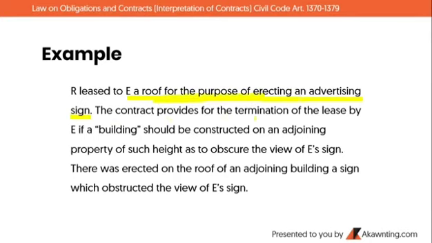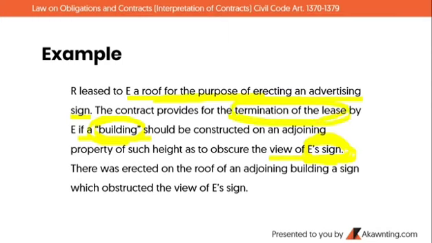Okay? So, the contract provides for the termination of the lease if a building, okay, so building, yun yung specific word na ginamit doon sa contract, should be constructed on an adjoining property of such height as to obscure the view of its sign. Kasi, syempre, yun nga yung purpose niya nag-lease siya ng isang property kasi may papatayo siyang maliit na billboard on top of it. Okay? So, ayun. Yun nga, kapag ang nangyari daw is may nagpatayo ng building, okay? So, meron tayong quotation, building, tawag dito, ma-terminate yung contract of lease nila.